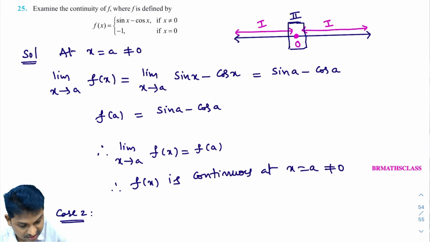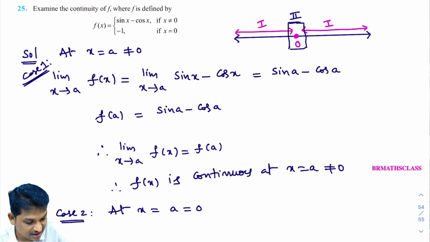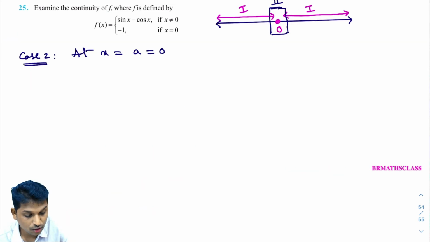Case 2. Okay, this is case 1. Case 2: at x equal to a. What is a? a equal to 0. I am checking the continuity at x equal to 0.